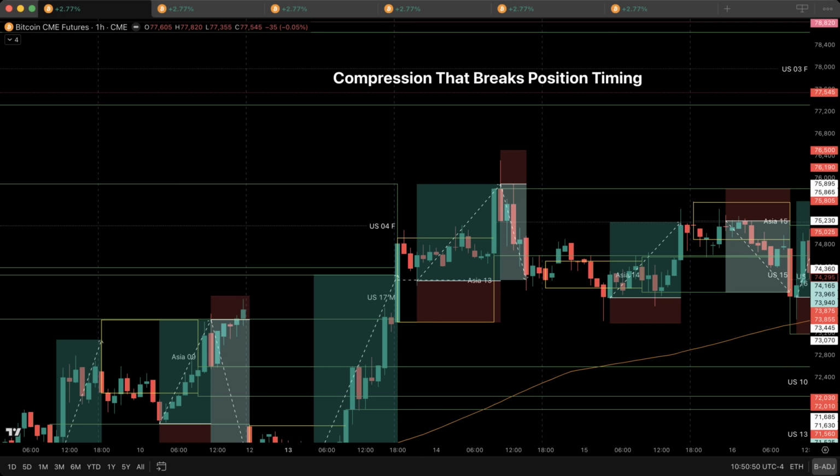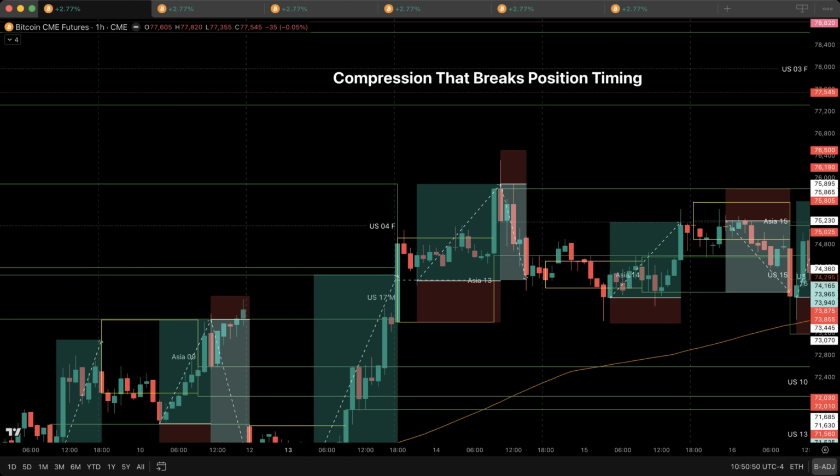Now the structure tightens further. Distance between lower boundary and US midpoint shrinks. Reaction speed increases. Now even correct positioning fails faster. Now the condition becomes clear. If price cannot hold above the lower boundary, it returns to failure. If price cannot reach toward the US midpoint, it does not extend. Everything rotates between these levels.